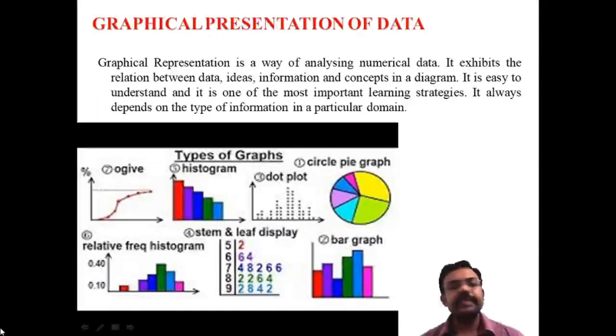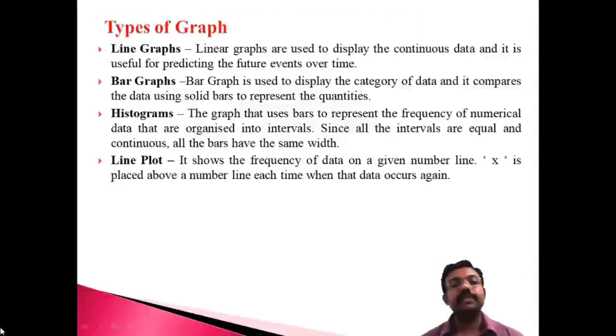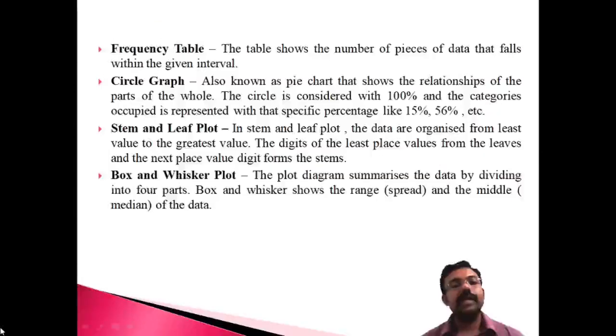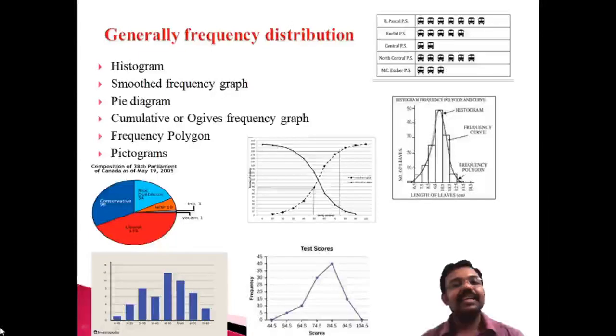And this is a very important element: the graphical representation of the data. That is, you're presenting the data in a graphical format. That is known as graphical representation. And these are the different types of graphs: line graph, bar graph, histogram, line plot, frequency, circle graph, stem and leaf plot, and box and whisker plot. These are the important categories of graphs. And these are generally used for frequency distribution: histogram, pie diagrams, ogives, pictograms, frequency polygon, frequency curve.